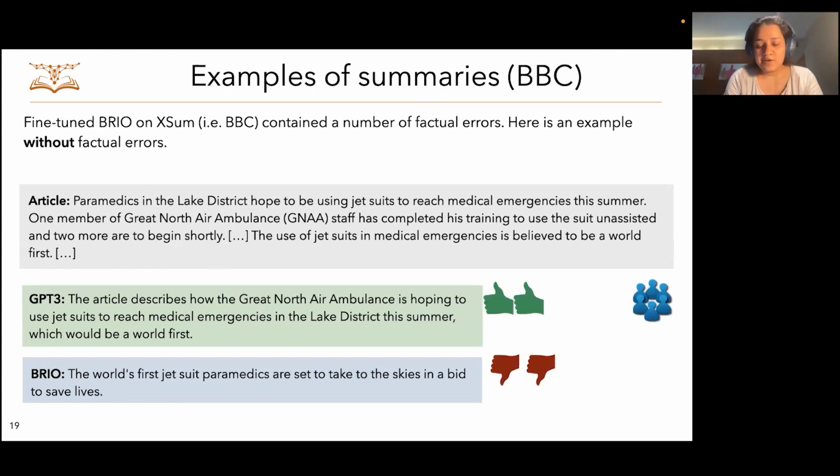And according to 3 human annotators, 2 of them voted GPT-3 as the best summary, and 2 of them voted Brio as the best summary. The exact reasons that were given were that the Brio summary here did not have enough details about what's happening. It was just very vague. And for the GPT-3 summary, annotators felt that it contained all the salient information that they would want to see in a one-sentence summary.